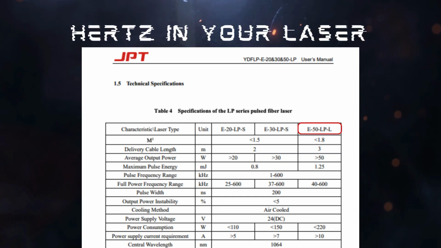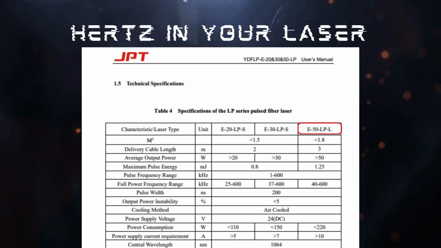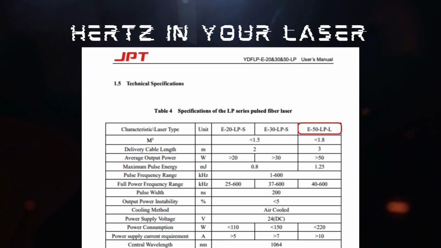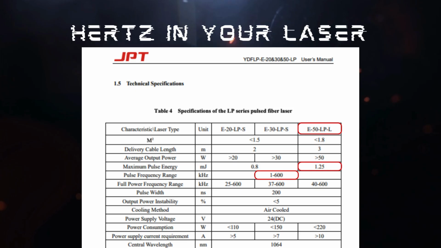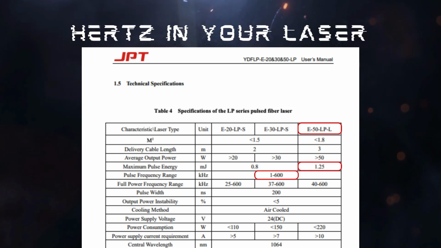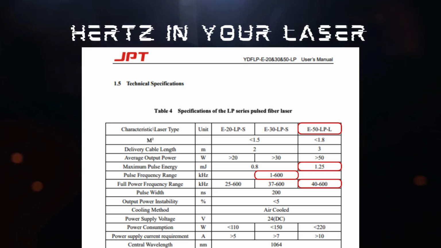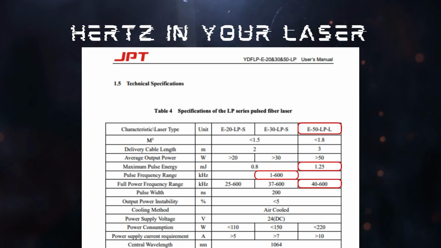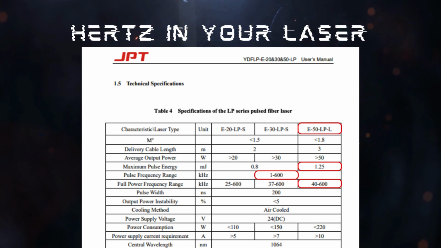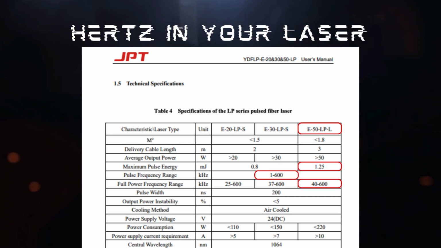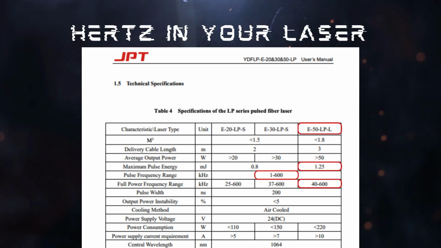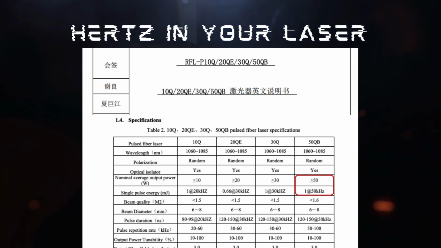Here's an example of a spec sheet from a JPT laser. This is a YDF-LP series 50-watt LP laser. This has a maximum pulse energy of 1.25 millijoules, a pulse frequency range between 1 and 600 kilohertz, and a full power frequency range between 40 and 600 kilohertz. This means that this laser will produce 50 watts of optical power between 40 and 600 kilohertz.